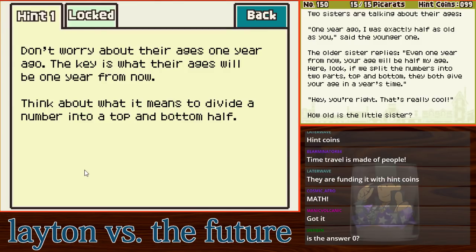Don't worry about their ages one year ago. The key is what their ages will be a year from now. Think about what it means to divide a number into a top and bottom half.